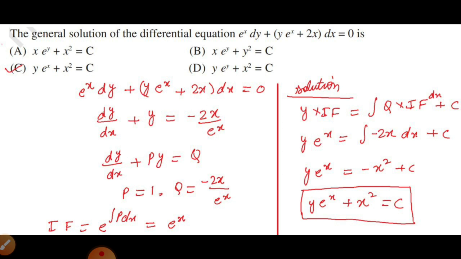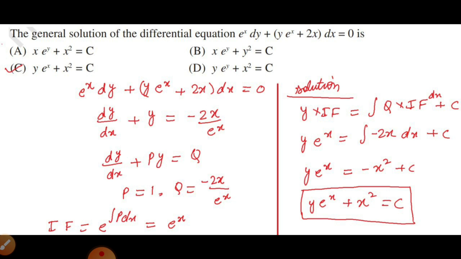So on comparing with dy by dx plus py equals q, we can say that p will be 1 and q will be minus 2x upon e to the power x. We can find the integrating factor as e to the power integral of p dx. p is 1 here, so the integrating factor will be e to the power x.